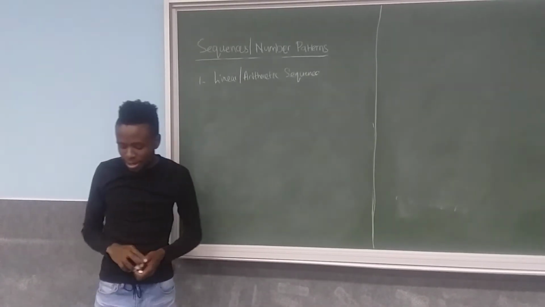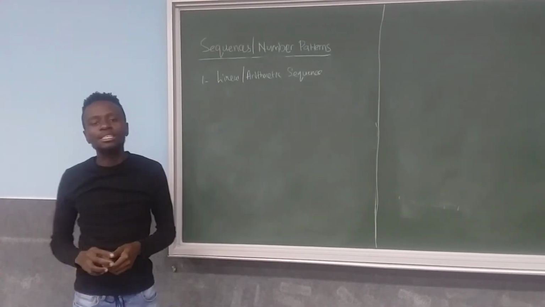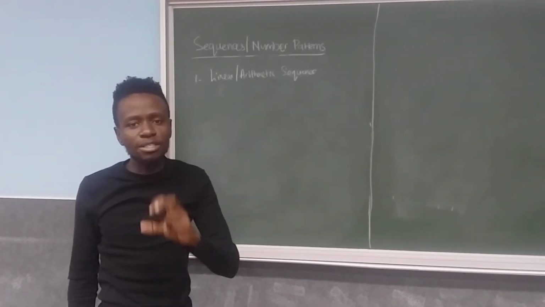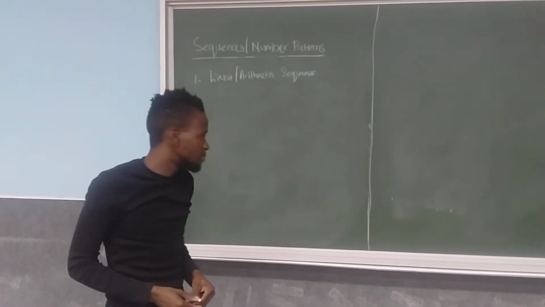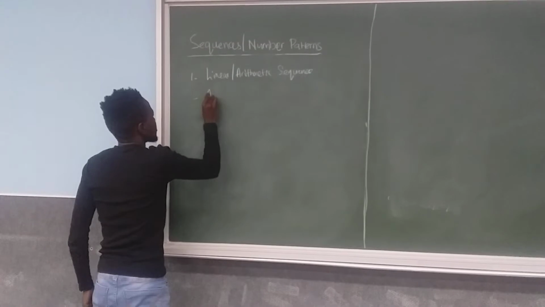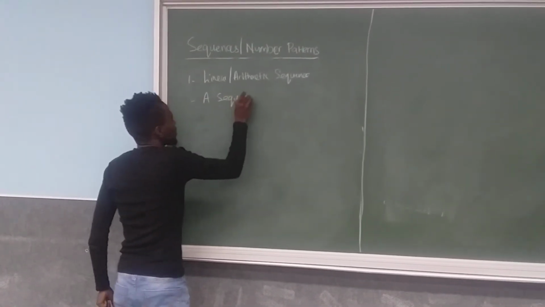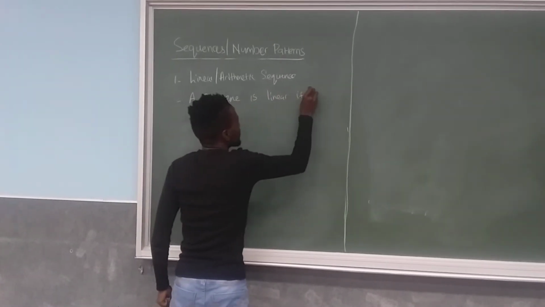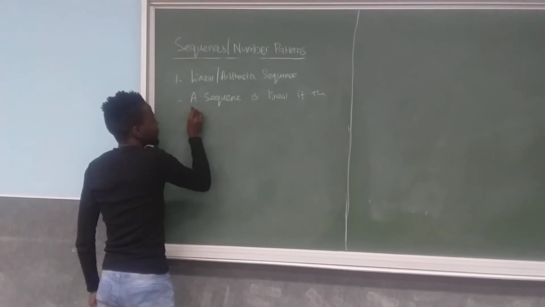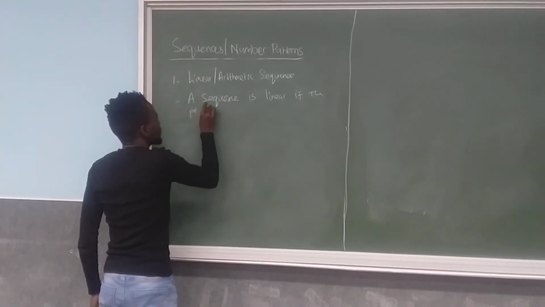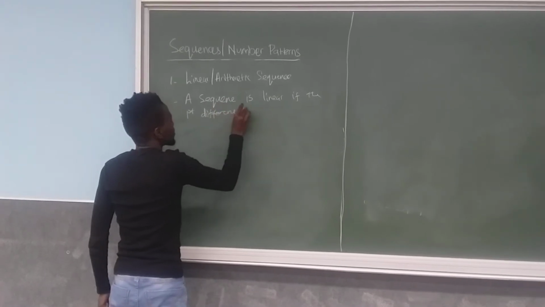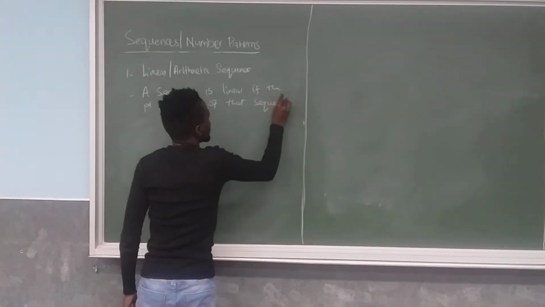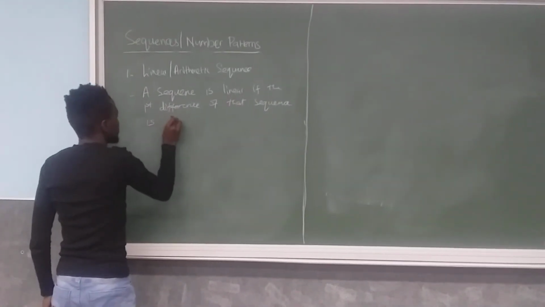So that means we see that a sequence is linear if the first difference of that sequence is constant. Okay? A sequence is linear if the first difference of that sequence is constant.